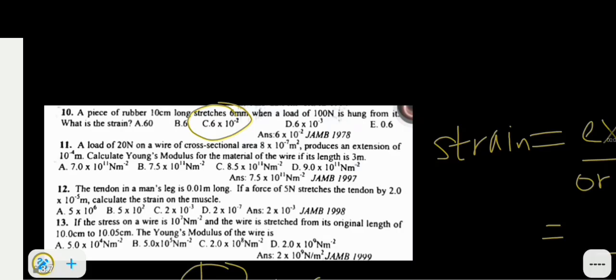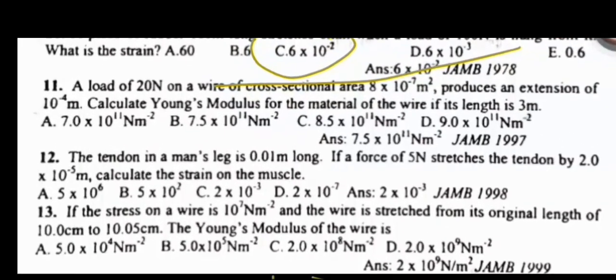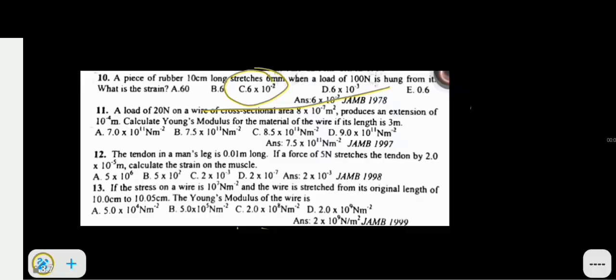So let's take the next question. For number 11, we are told that a load of 20 Newton on a wire of cross-sectional area 8 times 10 to the power minus 7 meters squared produces an extension of 10 to the power minus 4 meters. We have to calculate the Young modulus of the material of the wire if its length is 3 meters. So this is Young modulus. But first of all, let's pick out the values from the question. A load of 20 Newton, that's the force.